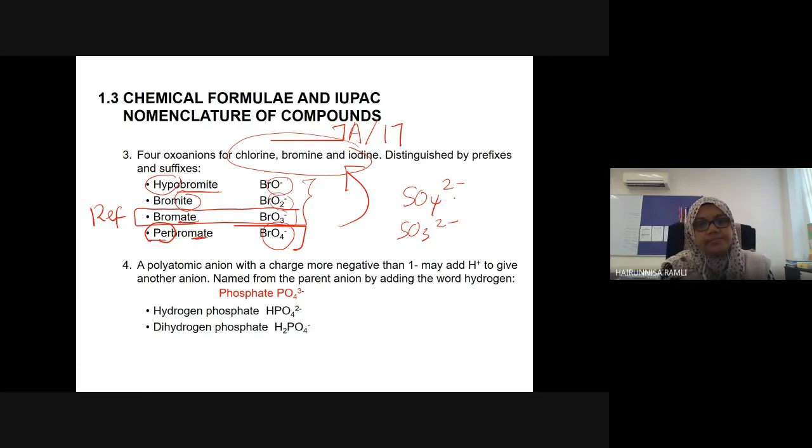This is sulfate. That's what I said, you don't need to memorize everything the hard way. You have to memorize smartly. So this is my way, but it's up to you if you want to memorize in your own way. But you can use my method. This one is applicable when you change the oxygen, and as you can see, the charge is similar, -1.